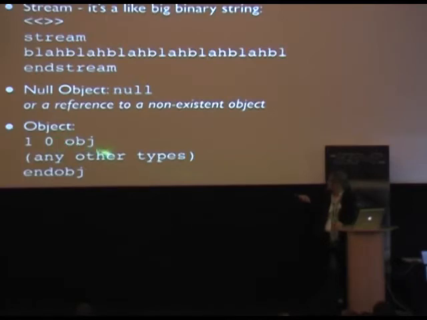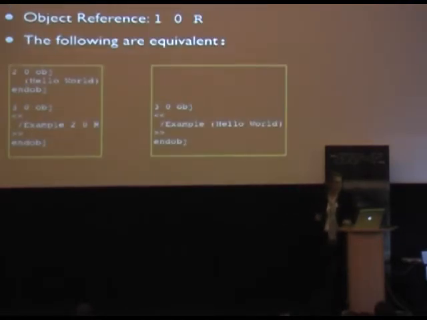Then basically an object definition is like this: this is the object number, that's the version, use the object, and then whatever. Whenever you use a reference to that number, essentially whatever's in here gets substituted in that spot. For example, if you define object 2 to be a string that says hello world, and object 3 is referring to it, then it's essentially equivalent to a single object that just says example hello world. See?